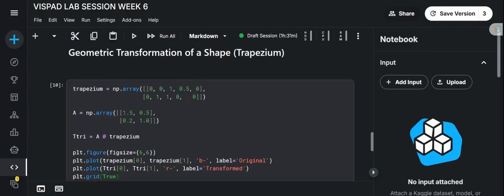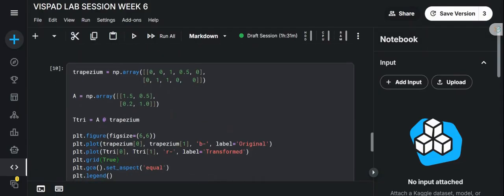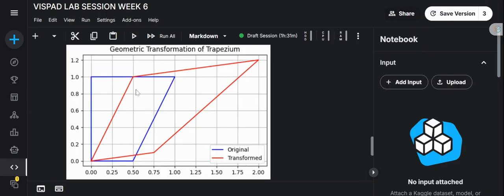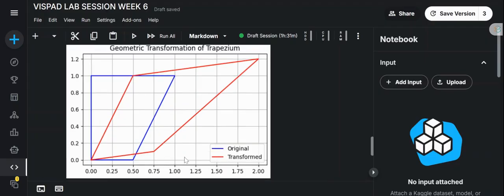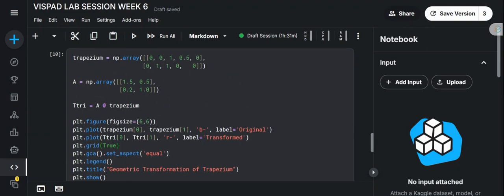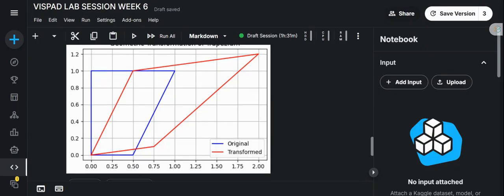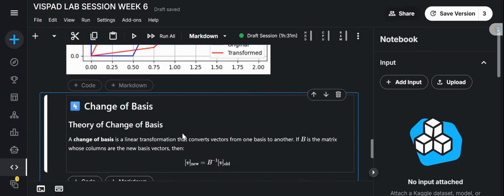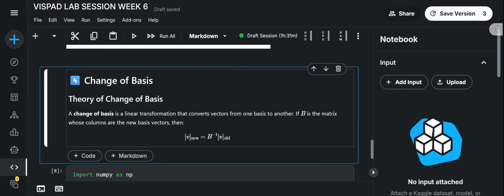Okay, so now let's look at how it transformed using a specific transformation matrix. So we did two things in this case. We scaled the trapezium, we made it look bigger, and we also sheared it, meaning we stretched the trapezium. Good. So as you can see over here, that's what this particular matrix does. So we both sheared and then scaled the trapezium. All right. So the original is the blue and then the transformed is the red. All right. So now let's move to change of bases.